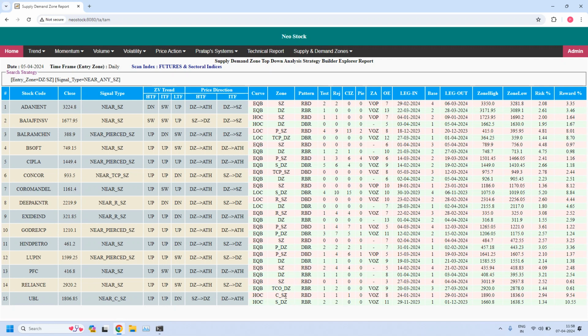And the last one is UBL. This is having a high liquidity supply zone, already tested once. So you need to look for a fresh fine-tuned 5-minute zone inside. And also you should remember this is also having a high liquidity demand zone, but it is far away. So these are the high liquidity supply zones we identified.